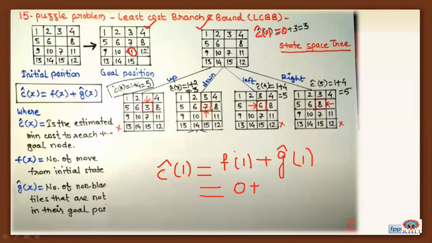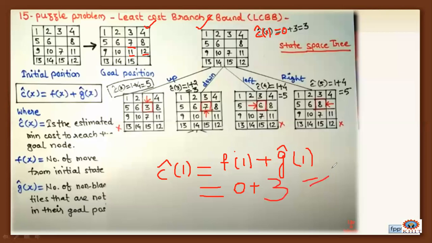Another one is this value. We will identify which values are set. 11 was changed, 12 was changed, and 13, 14, 15 have no change at all, and 7 also changed. So that means the non-blank tiles that are not in the goal position total 3 changes. So that's why the value is 3.